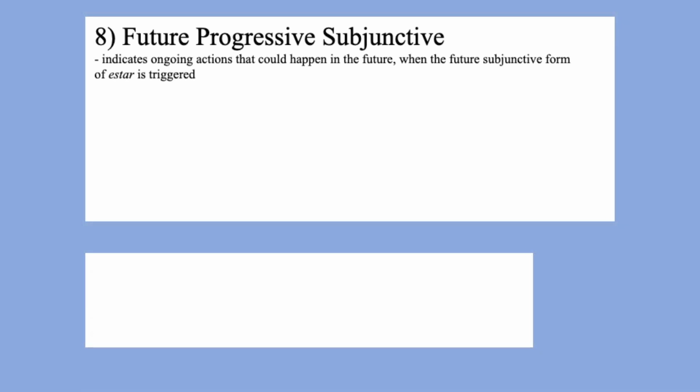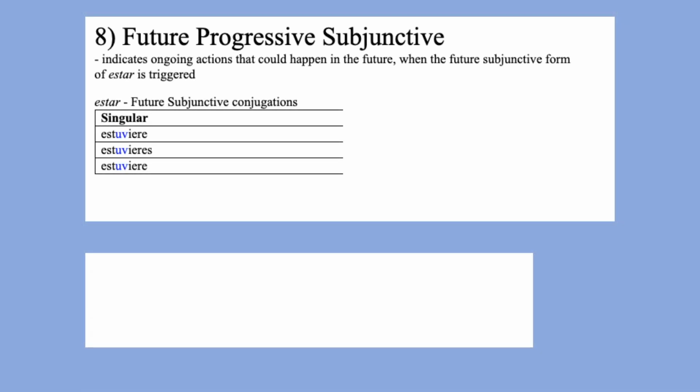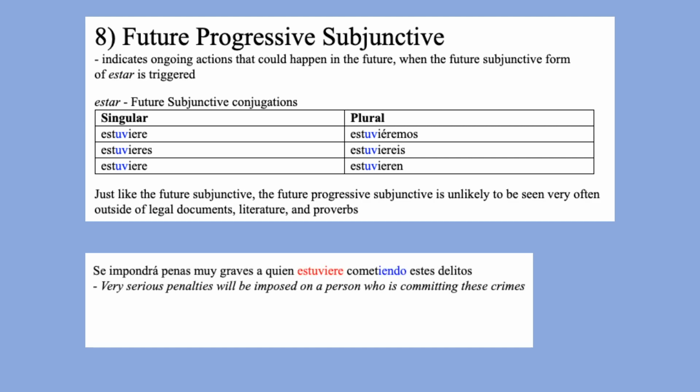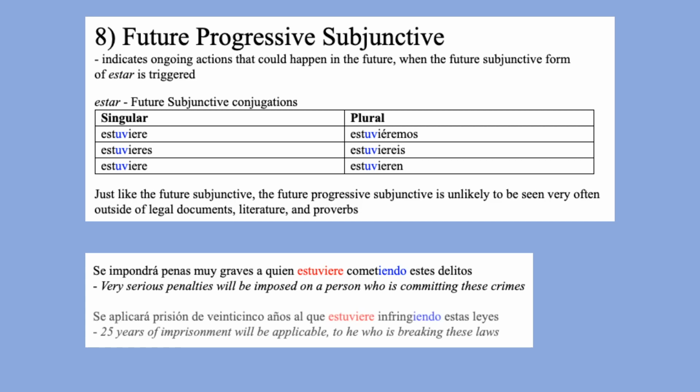The future progressive subjunctive indicates ongoing actions that could happen in the future, but it is not very likely that you will see this outside of legal documents, literature, and proverbs. Se impondrá penas muy graves a quien estuviere cometiendo estos delitos. Se aplicará prisión de 25 años al que estuviere infringiendo estas leyes.